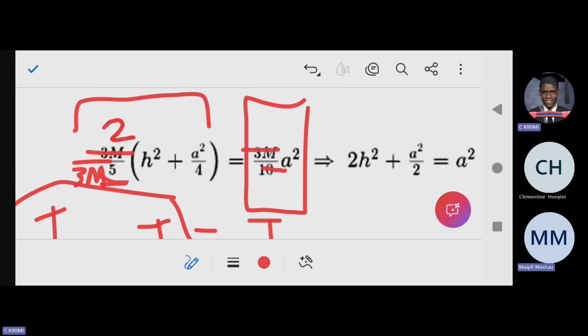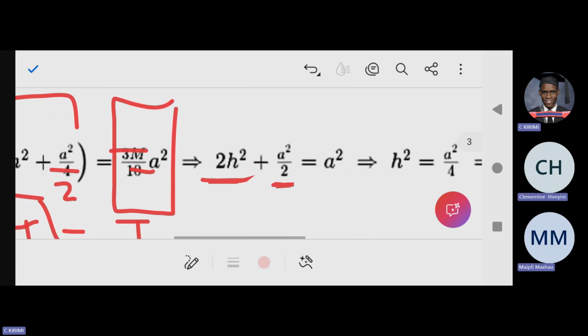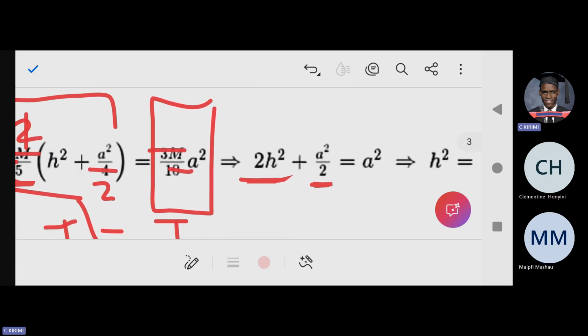So 2 times H, I'm getting 2 what? 2H squared plus. Yes. Then this plus. The 2 multiplies the denominator there. So 2 into 4 goes how many times? 2 times. So that's where this A squared over 2 is coming from. Are you clear there? Are you seeing it? Then on the right hand side, what are you having? A squared, which is this one, A squared. Can you see?